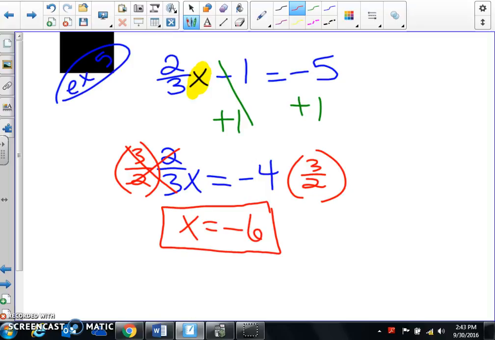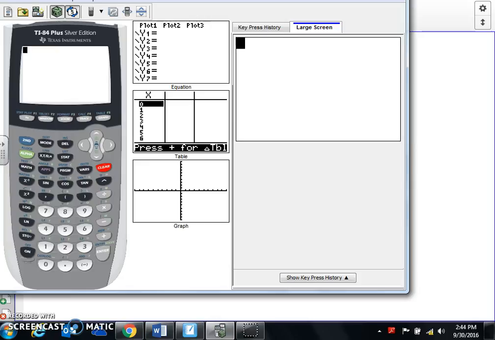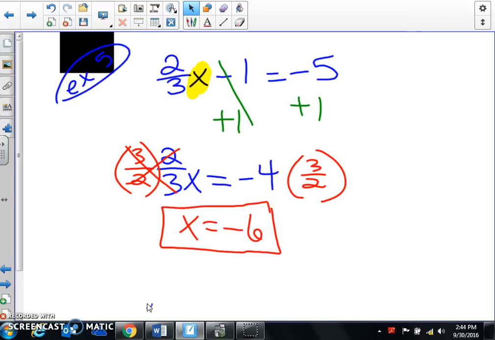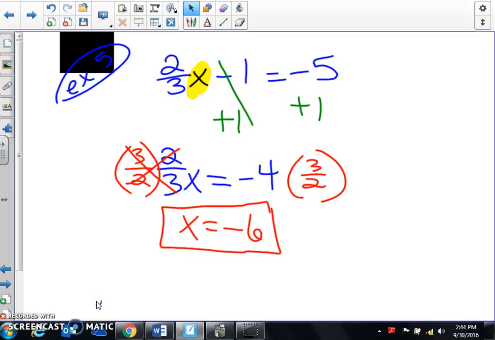Once again, just make sure, because sometimes fractions freak me out. I'm going to go ahead and put it in my calculator, so grab a calculator. I would have negative 4 times, what was it, 3 halves? 3 halves. Did I get negative 6? Yep, cool.